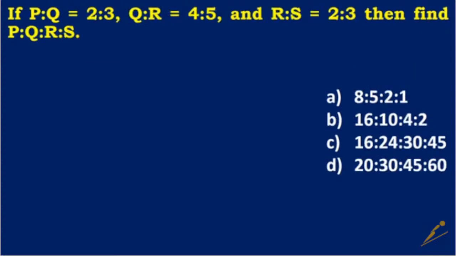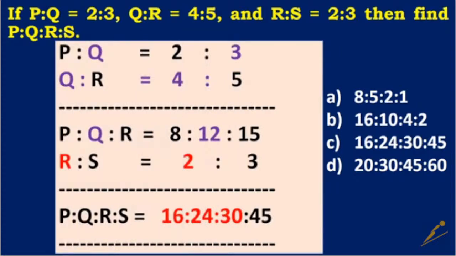Example 4. If P:Q equals 2:3, Q:R equals 4:5, and R:S equals 2:3, then find P:Q:R:S. We can start by using the given ratios to find a common ratio for P, Q, and R. P:Q equals 2:3 and Q:R is equal to 4:5. P:Q:R equals 2 into 4 : 4 into 3 : 3 into 5, which is equal to 8:12:15. Here, the consequent of the first ratio should be equal to the antecedent of the second ratio.